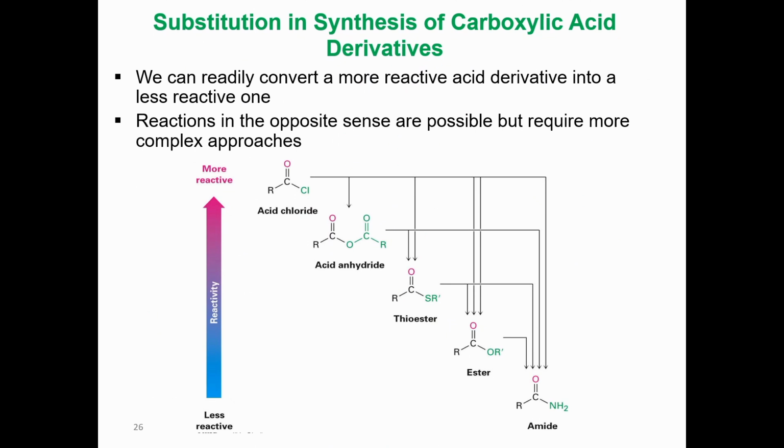How do we substitute in synthesis of carboxylic acid derivatives? Now, we can readily convert a more reactive version of this carboxylic acid to a less reactive one. And reversal is possible, but it takes more than one approach. So it's easier to go from the stronger carboxylic acid derivatives to the lesser ones. Example, from acid chloride we can form anhydride. We can also form thioester. We can also form ester.